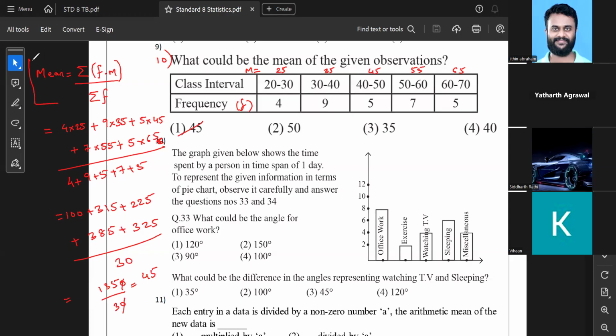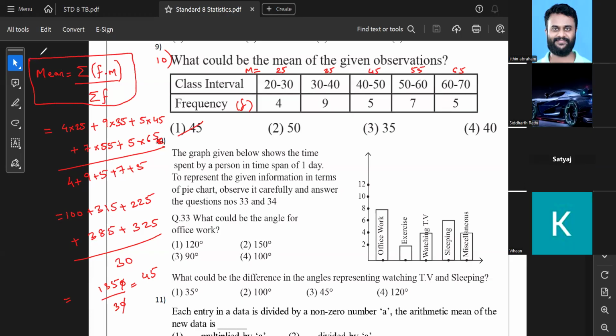So please note down this formula. This is how you'll be finding the mean of any table.